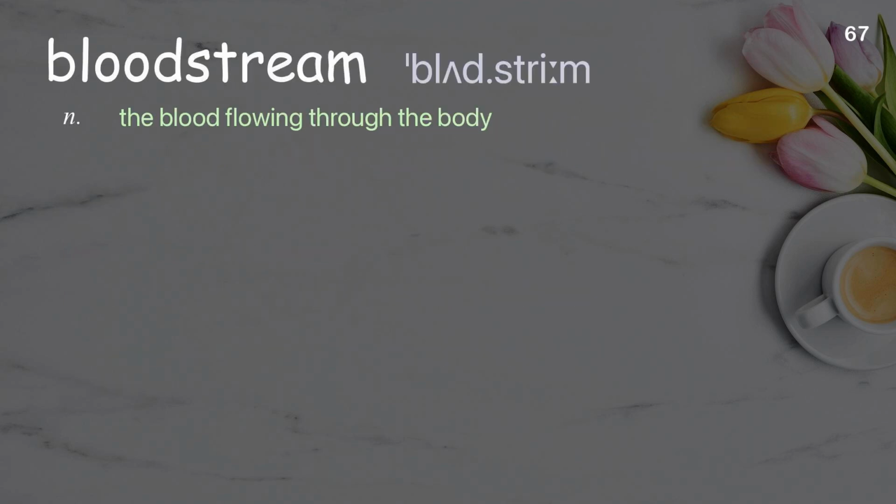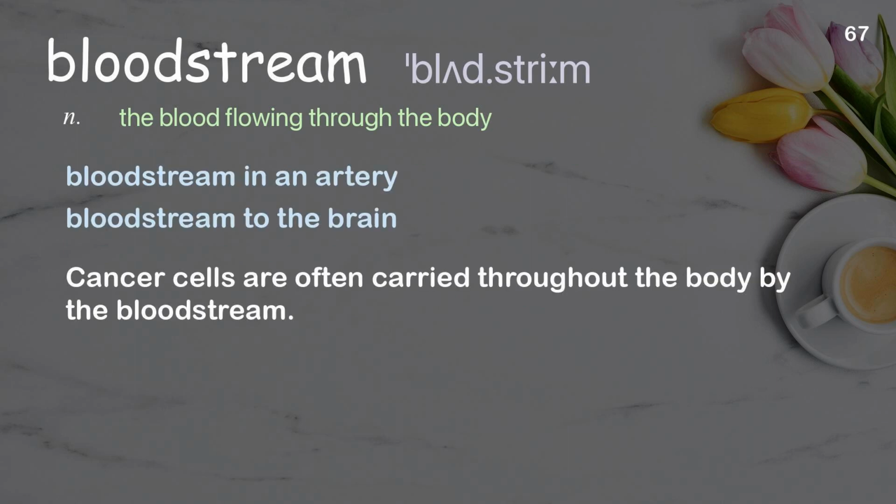Bloodstream. The blood flowing through the body. Examples: bloodstream in an artery. Bloodstream to the brain. Cancer cells are often carried throughout the body by the bloodstream.